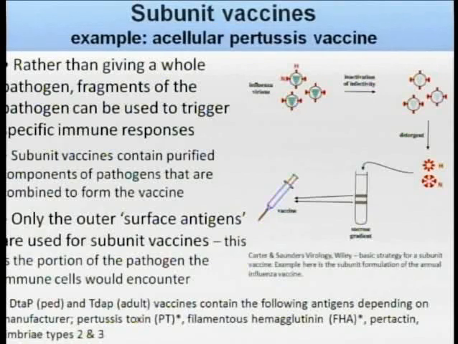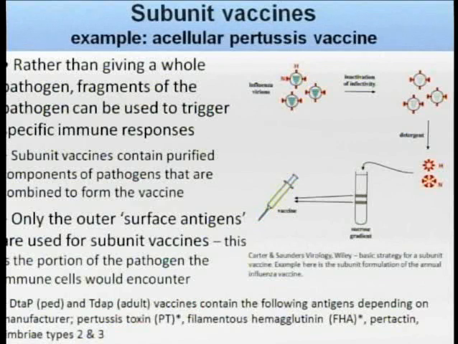So another type of vaccine we'll talk about, and this is the last type of vaccine, is subunit vaccines. The example that I'm going to talk to you about is the acellular pertussis vaccine. Now, what you see in this slide comes from a virology textbook, and this is looking at the basic formulation for the influenza vaccine. But the same principle of how this is made could apply to the acellular pertussis vaccine.